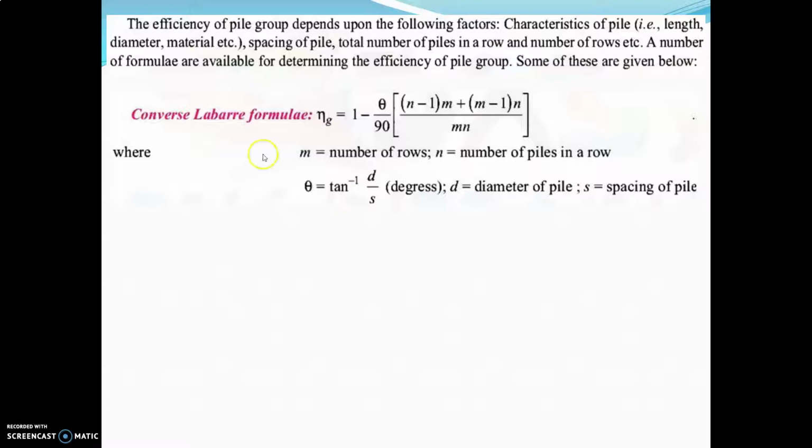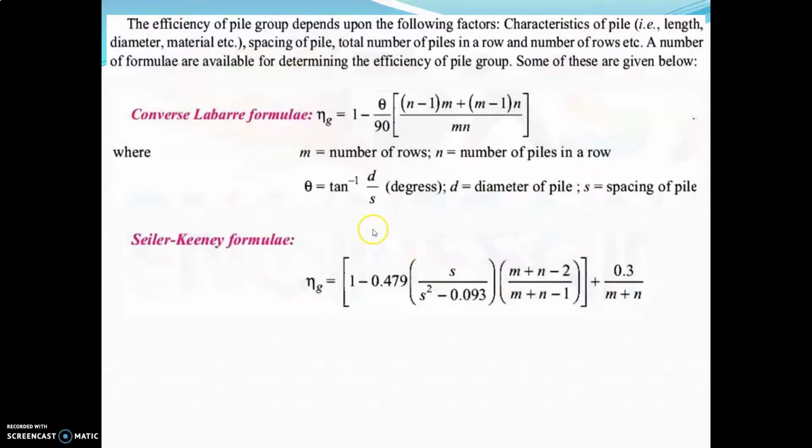The first one is the Converse-Labarre formula. Here efficiency can be calculated using this formula: ηG is equal to 1 minus θ divided by 90 into [(n minus 1) into m plus (m minus 1) into n] divided by mn, where m is the number of rows, n is the number of piles in a row, θ is tan inverse of d divided by s in degrees, d is the diameter of pile, and s is the spacing of the piles.